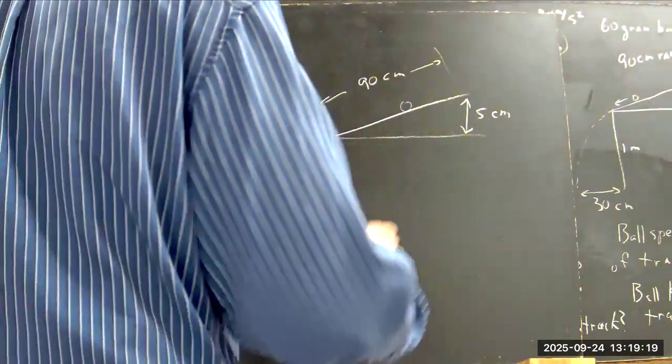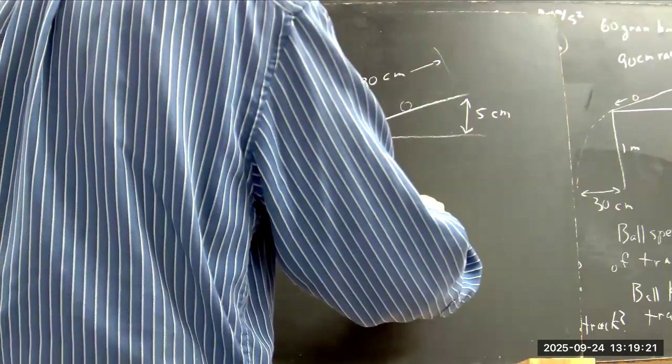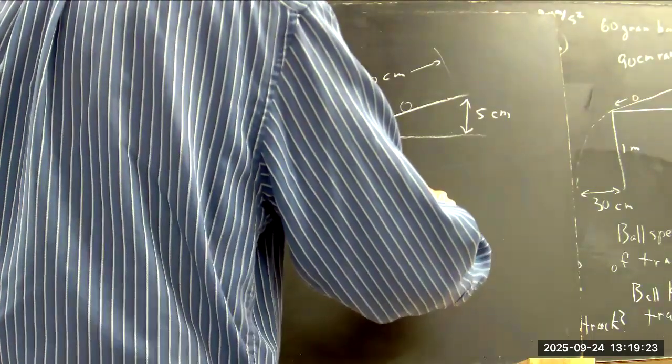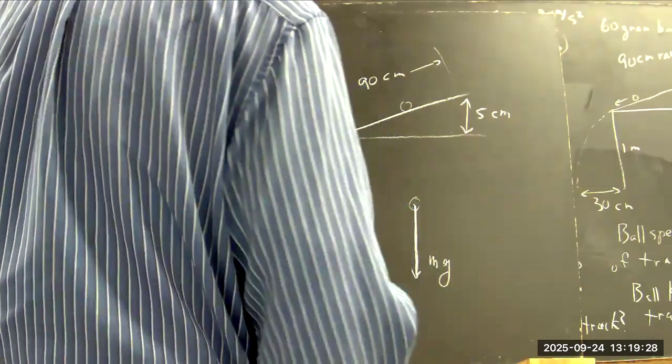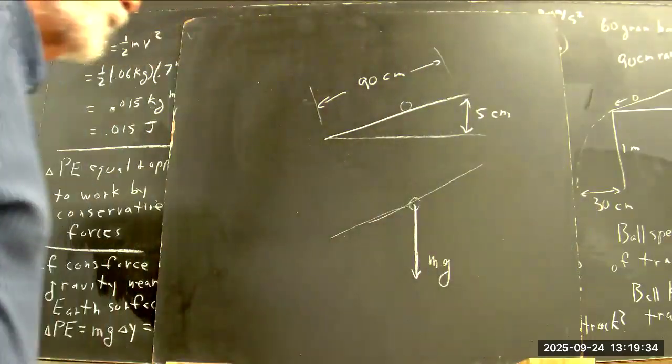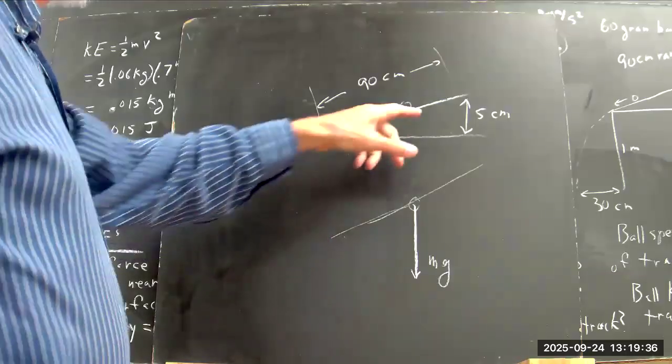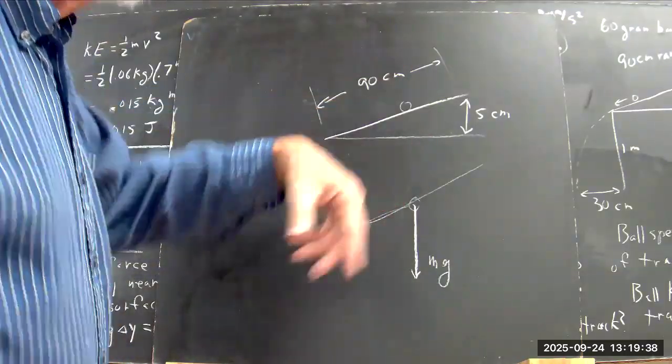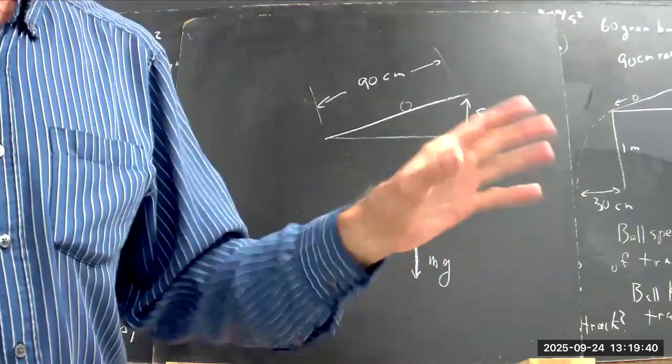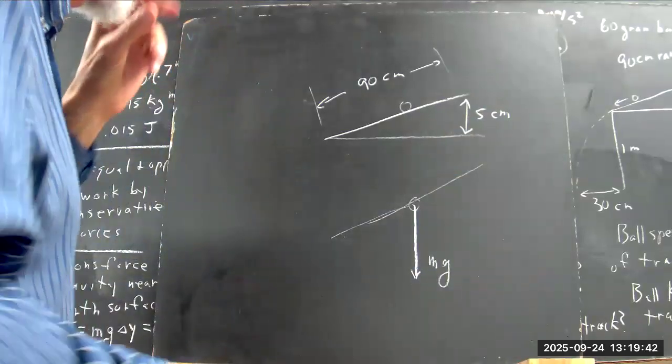So here we have a ball on the ramp. We do a free body diagram. Here's a ball. Here's mg. Here's the ramp. I'm exaggerating the slope. This is already exaggerated. I think this is a little steeper than that, but treat this as a schematic.